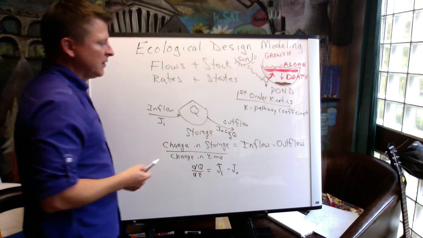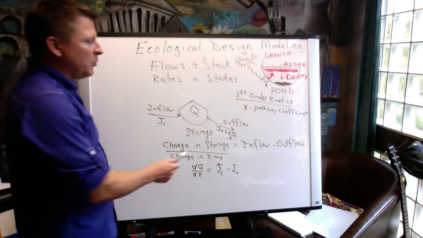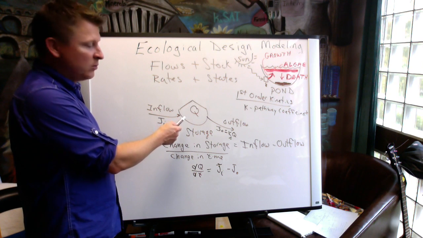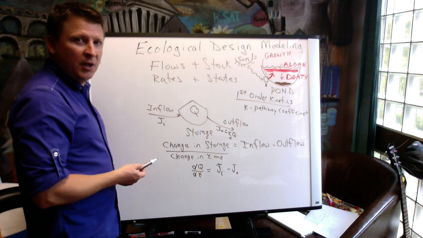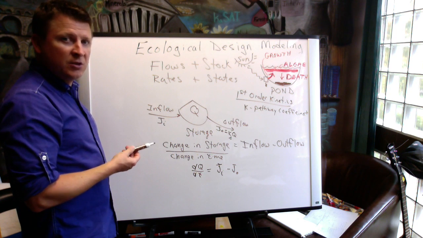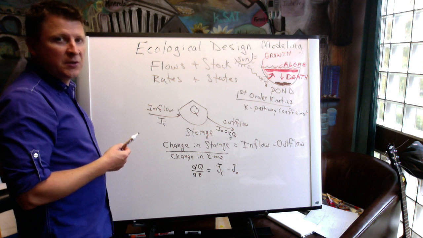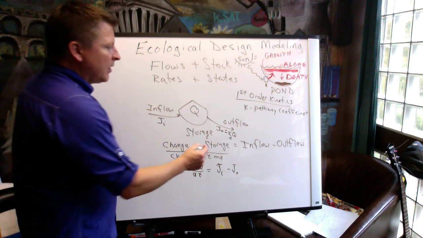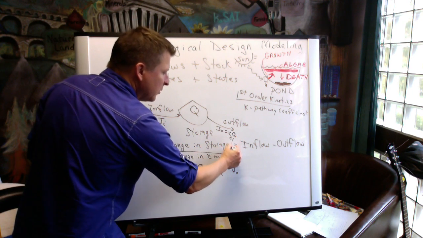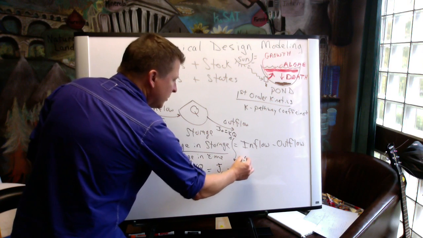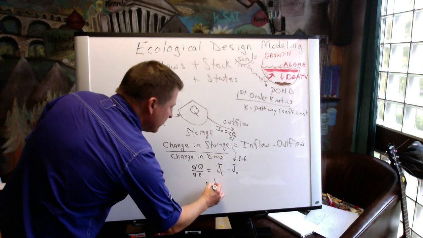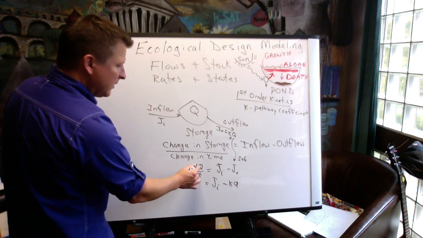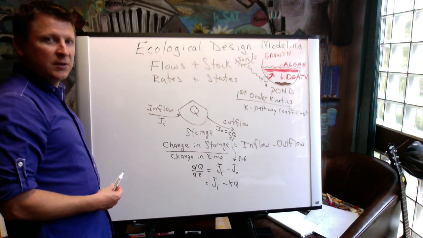So if we go to our algae example, where outflow represents death, what we're saying is that depending on how much algae we have, represented by Q, a certain proportion of that algae is going to die each unit of time. And that proportion is not going to change throughout our simulation. K is constant. So now we can substitute our KQ in for J_O, and we'll have J_I minus KQ. And now we can see that the change in Q is affected by how much is in Q through the outflow.